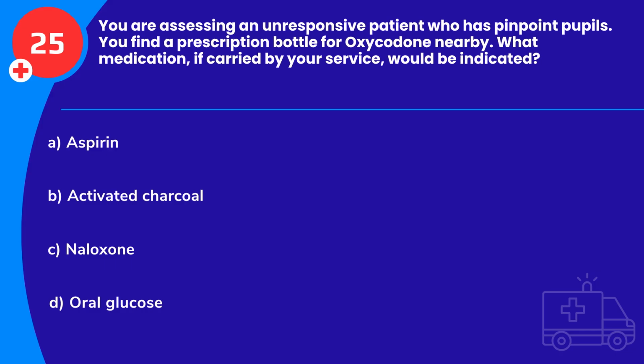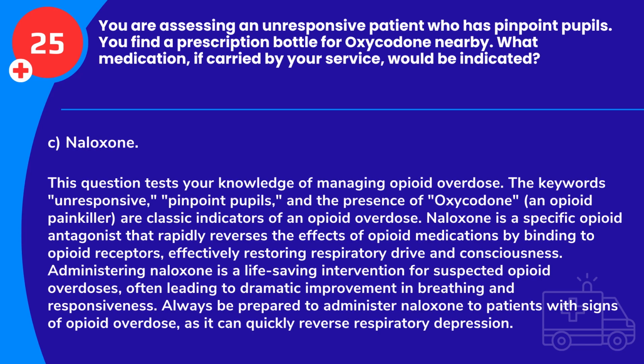A. Aspirin. B. Activated charcoal. C. Naloxone. D. Oral glucose. Answer: C. Naloxone. This question tests your knowledge of managing opioid overdose. The keywords unresponsive, pinpoint pupils, and the presence of oxycodone, an opioid painkiller, are classic indicators of an opioid overdose.